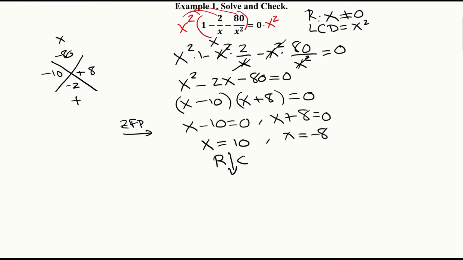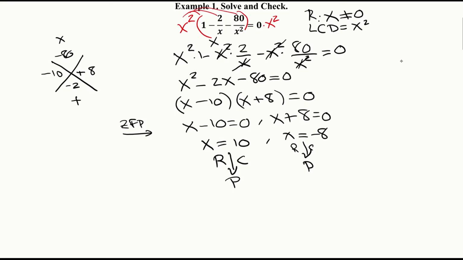So we do a restriction check on 10 to make sure it's not one of the numbers it's not supposed to be. And of course 10 is not 0, so it passes the restriction check. And we'll also do a restriction check on negative 8, which of course again is not 0, so it should be okay as well. So this one passes the restriction check as well.